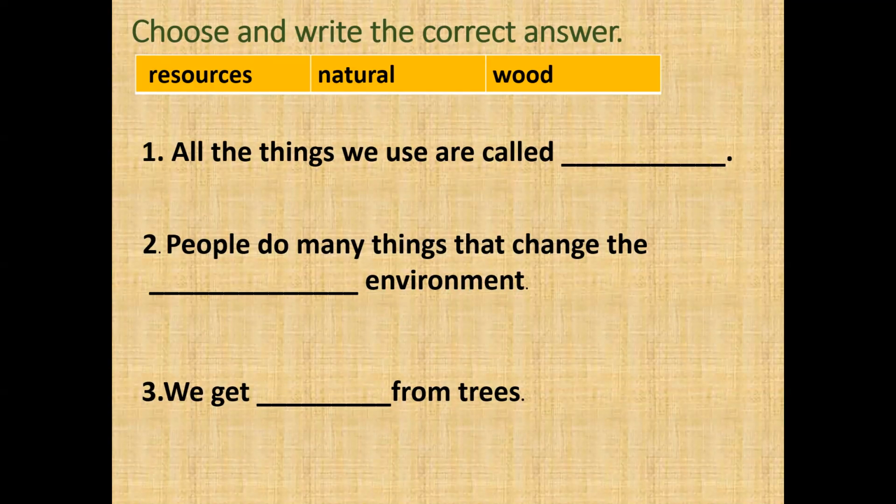Choose and write the correct answer. Resources, natural, wood are the three words that you have to take and fill in the blanks. All the things we use are called resources. Very good answer, children. People do many things that change the dash environment. What are you going to put in the dash? Yes, it is natural environment. People do many things that change the natural environment. Third sentence, we get dash from trees. What do we get from trees, children?